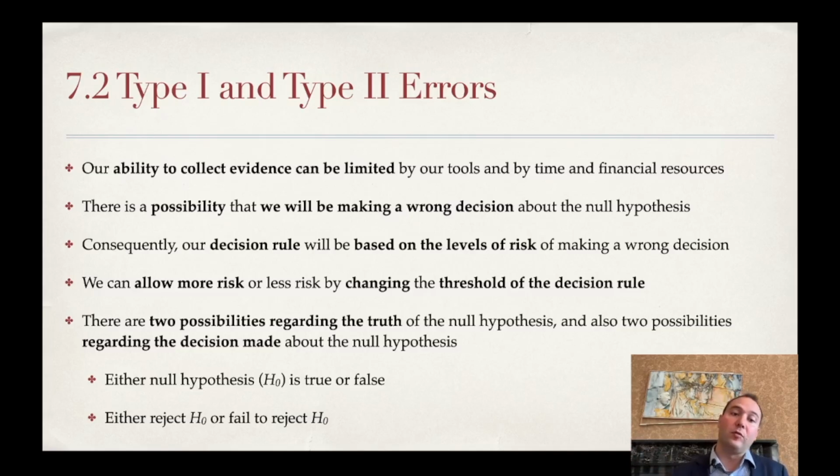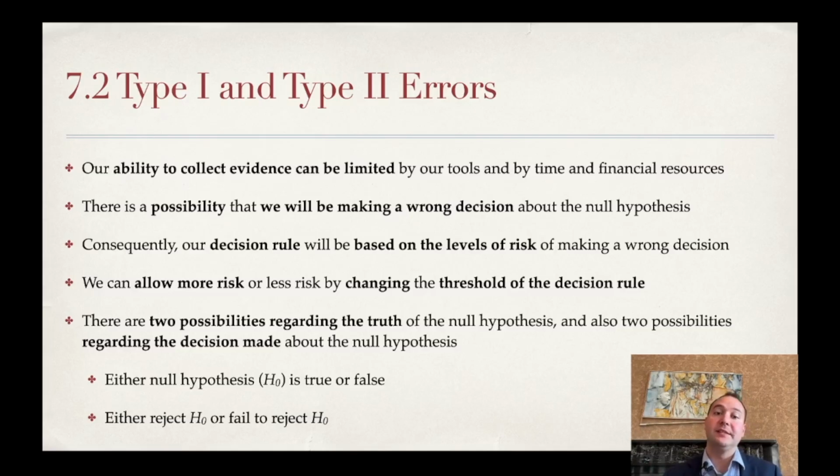We can allow more risk or less risk by changing the threshold of the decision rule. In other words, instead of using 5%, we might use 1%, or we might use 0.1% if we want to be really rigorous, that we're very sure about our testing of the null hypothesis or rejecting of the null hypothesis.